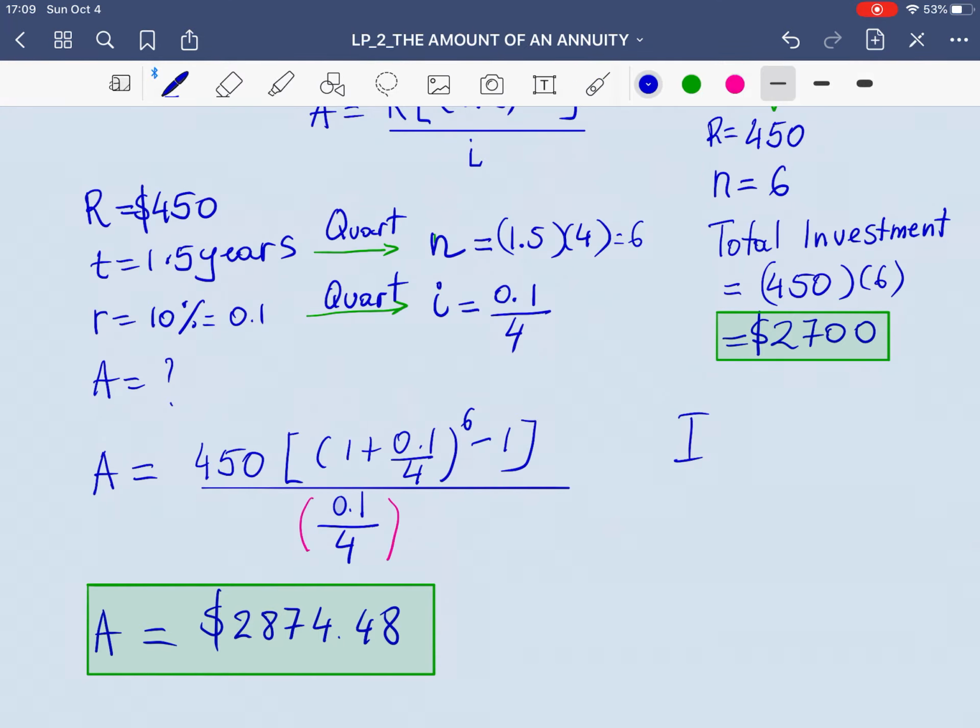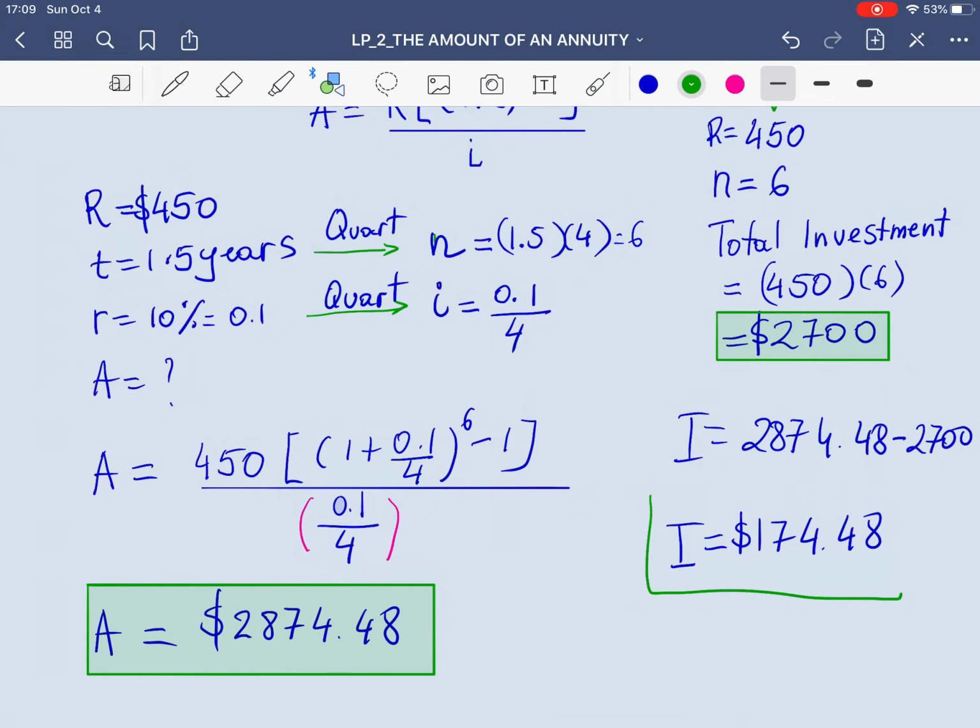So the interest earned equals 2,874.48, take away 2,700. So the interest earned equals $174.48. And this is it, okay?